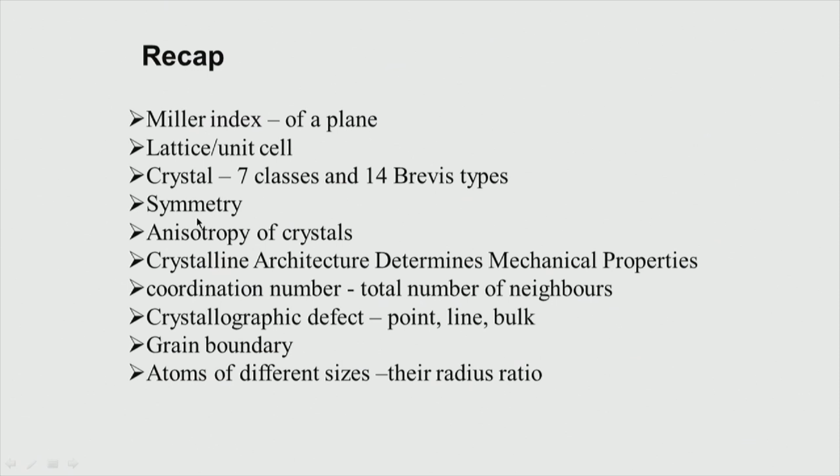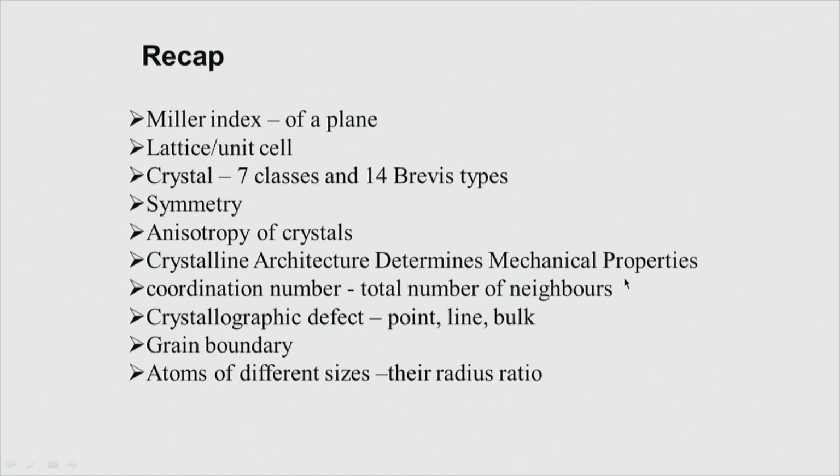Then we looked at the symmetry. There are different types of symmetry, that is the translational symmetry, the rotational symmetry, mirror symmetry, and so on. Why do we have to do all this? Because there is anisotropy of the crystals. That means the direction in which, for example, the load is acting, the number of atoms in that crystal will be part of it. So, that will affect the mechanical properties.